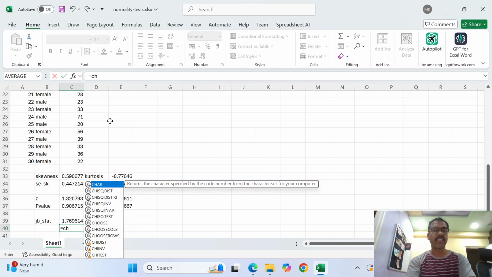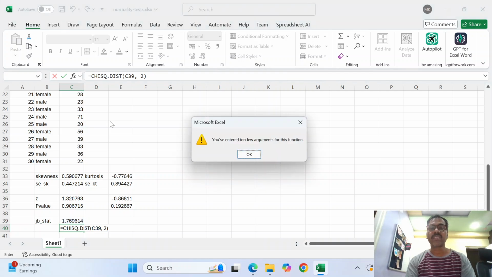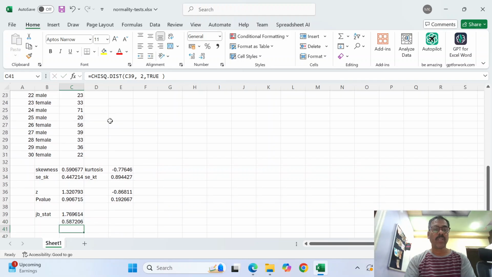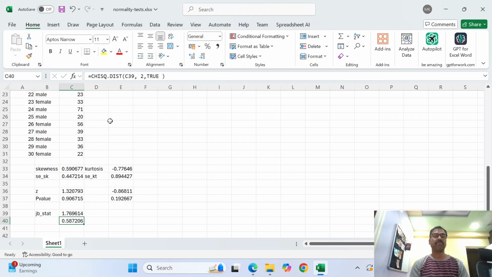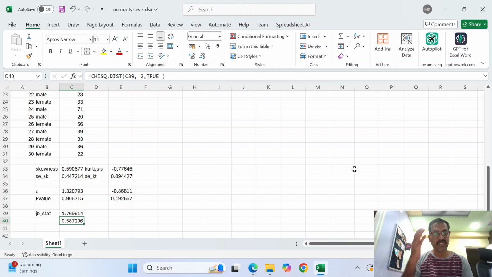So how are you going to calculate the chi-square? Chi-square sample distribution. So okay, it is CHISQ.DIST. We will go for the chi-square statistic and 2 degrees of freedom. Please be cautious, the degrees of freedom need to be 2, that is actually the theory. Now we are trying to calculate the p-value for this chi-square statistic. Cumulative true. So the p-value is greater than 0.05. So even the Jarque-Bera statistic also emphasizes that the salary distribution is normally distributed.